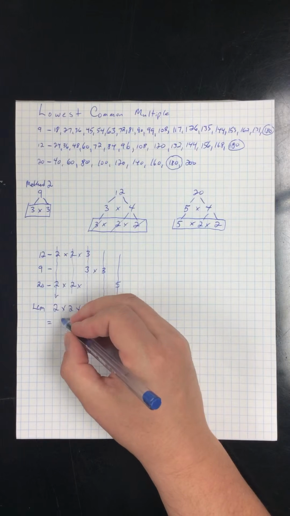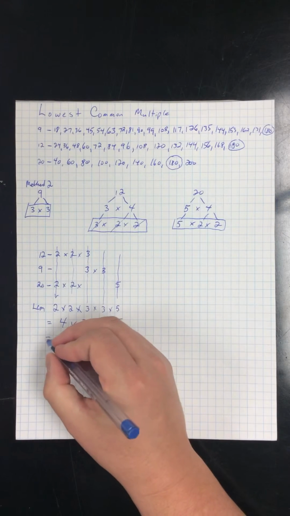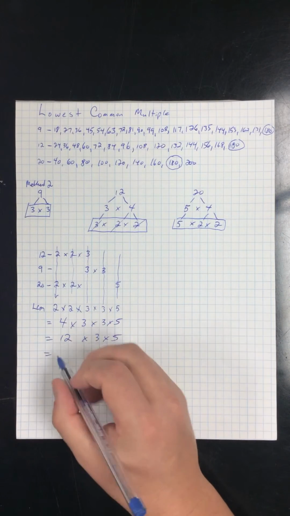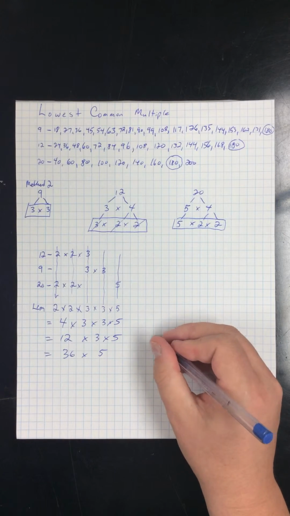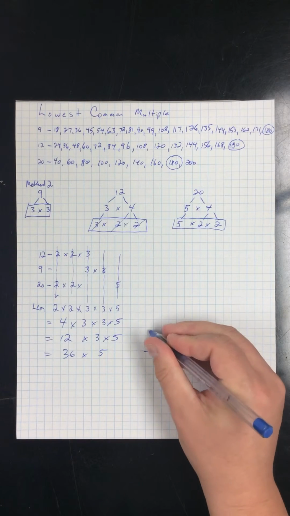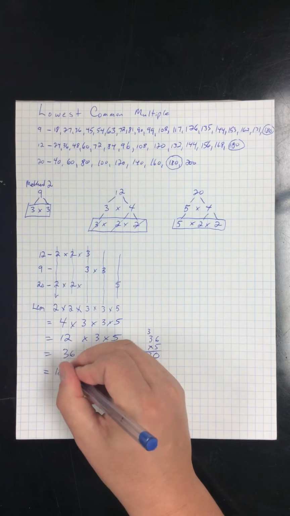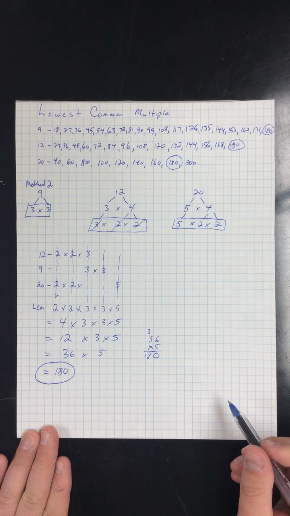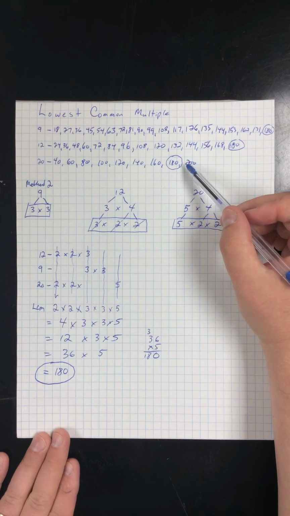And I can go across. 2 times 2 is 4, times 3 times 3 times 5. 4 times 3 is 12, times 3 times 5. Now we're at 12 times 3 is 36, multiplied by 5. And I'll have to do that to the side. 36 times 5. 5 times 6 is 30. 5 times 3 is 15, plus 3 is 18. I get 180. So my lowest common multiple using this method is 180, and my lowest common multiple using the other method is 180.